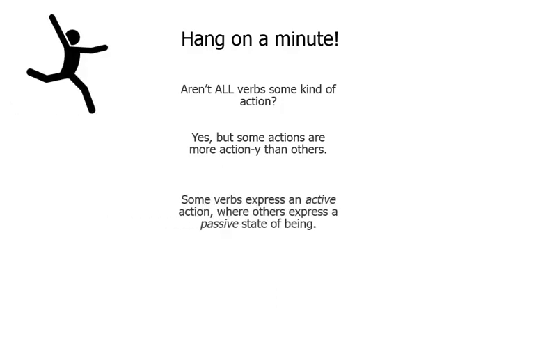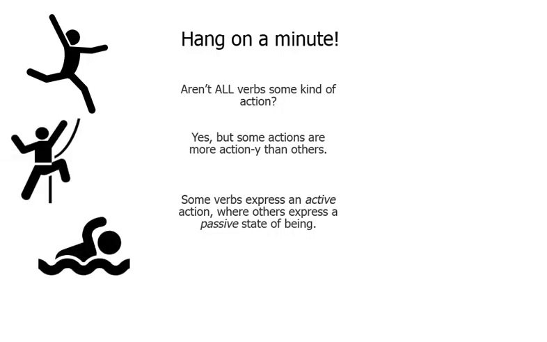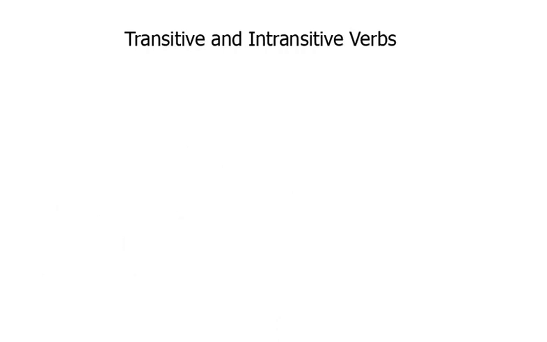We'll talk more about this when we talk about linking and helping verbs, but it's important to remember that while jumping and climbing and swimming are all excellent examples of actions and would be quote-unquote action verbs, verbs like is or have or will are also actions, but they express a subject's ability or intentions, and thus aren't quite so easily categorized. Okay, with all that said, let's start with transitive and intransitive verbs, the quote-unquote action verbs.